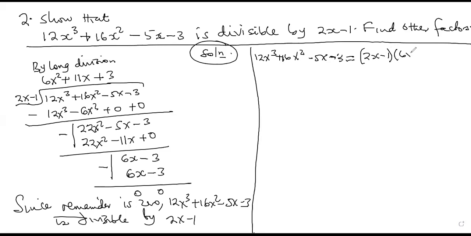There is 6x squared plus 11x plus 3 plus the remainder, but the remainder is 0. So this is the first factor because the polynomial is divisible by it. So that one makes our first factor. So to get other factors, we have to factorize this.